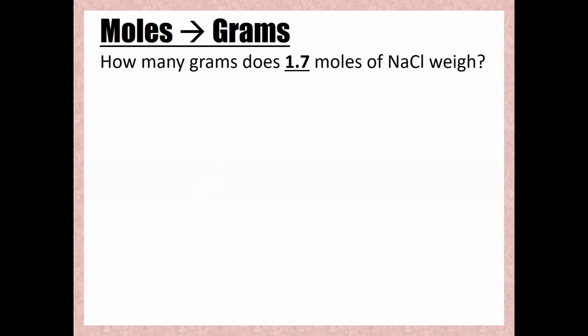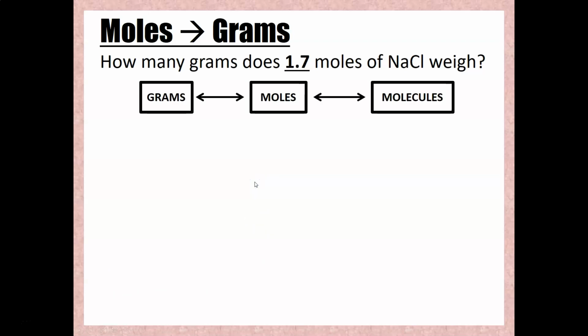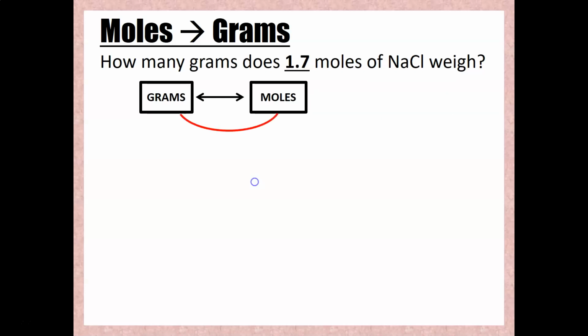So for this example, we're trying to figure out how many grams 1.7 moles of sodium chloride weighs. So my pathway is picked for me. I don't get to do anything different. These are my only options. And I'm going to go from moles to grams. So I don't even need the molecule part. It's just one simple single step. We will need molar mass.